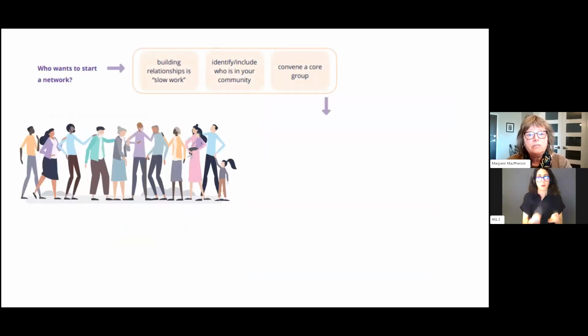And then at the end of this section is another infographic that describes what's in it. So as far as we're concerned, anyone can start a network. It starts with the question, who wants to build a network? And then you identify who's in your community and you convene a group.